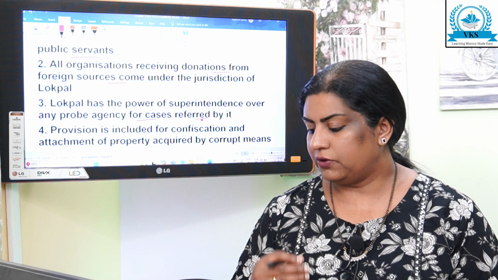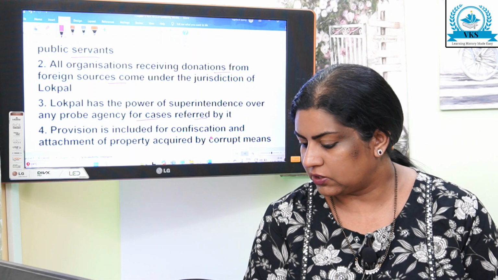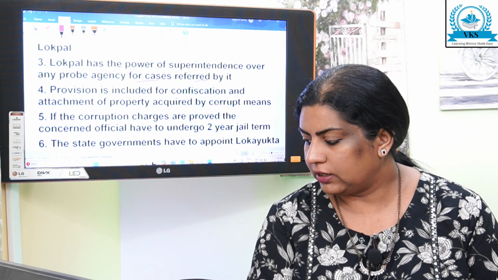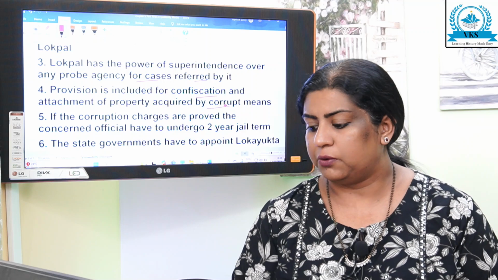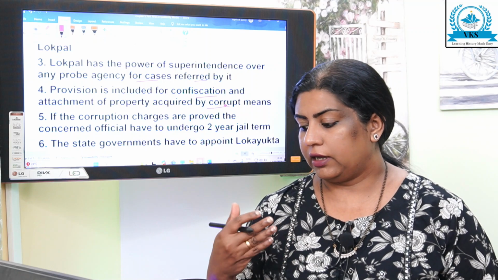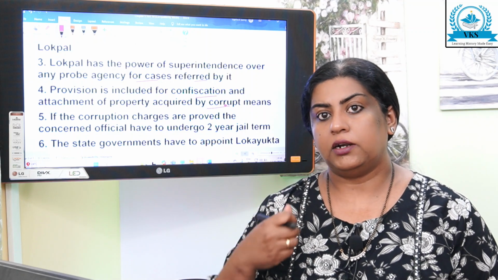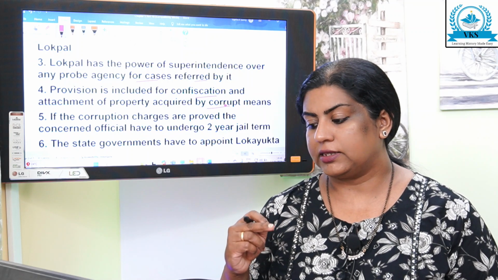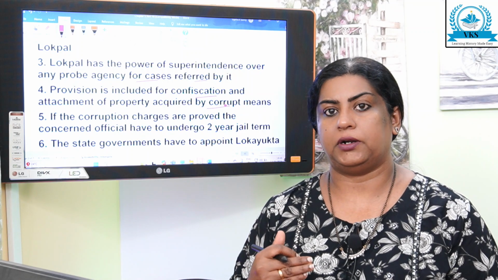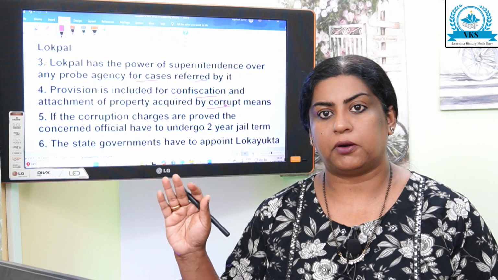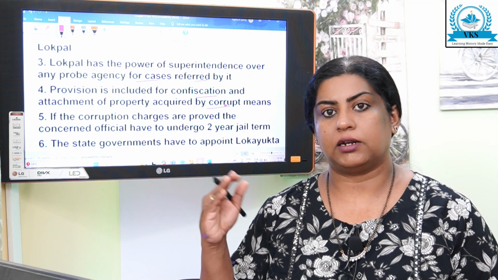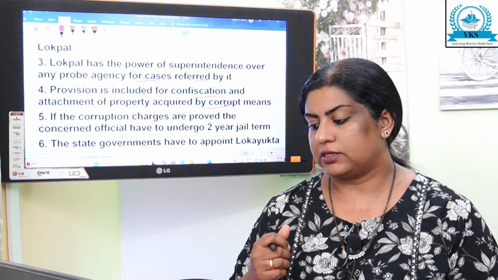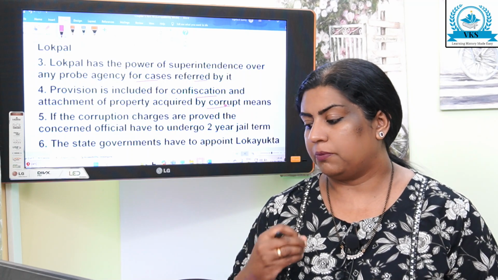Okay. Now, provisions are included for the confiscation and attachment of property acquired by corrupt means. So, in case they find out that any property is acquired through a corrupt method, this Lokpal has the right to attach that property. If, for example, someone has got a property through corrupt means, then Lokpal has the authority or the power to confiscate or attach the property.